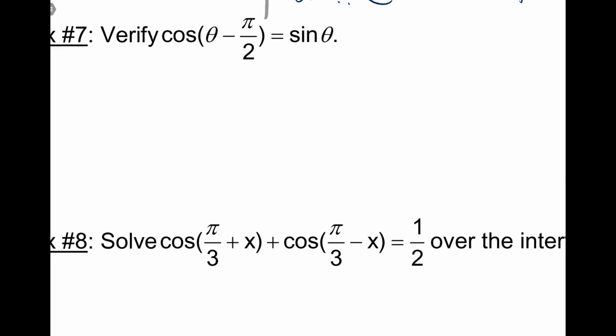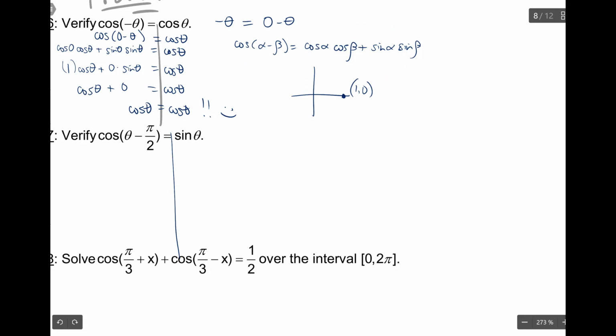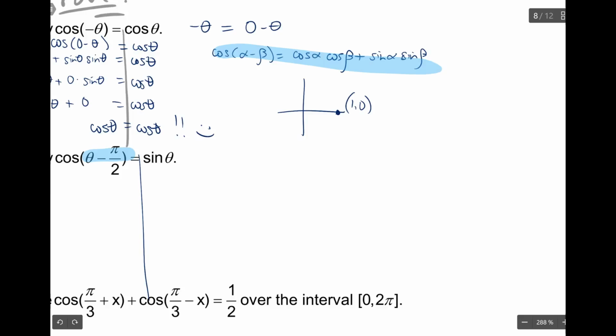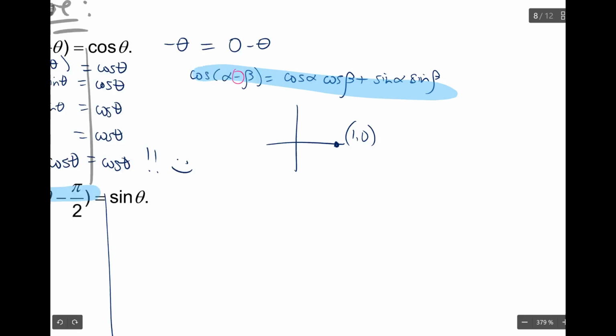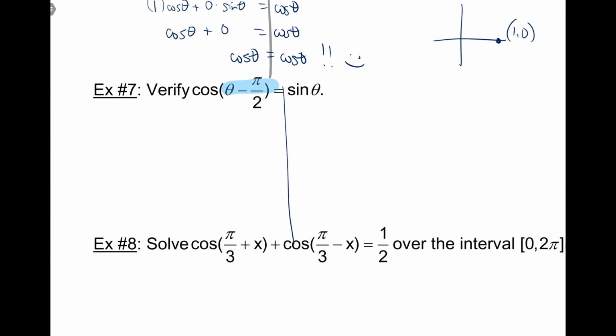Example 7. Verify cosine of theta minus pi over 2 equals sine theta. I already have the identity laid out for you. This is the identity we're going to use. Here's alpha minus beta. Alpha is theta. Beta is pi over 2. Even though we have a subtraction sign right here, I'm not saying it's a negative beta. The subtraction is part of the formula, not part of the angle.